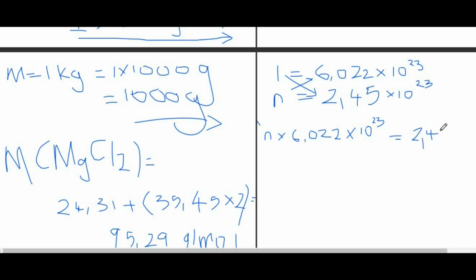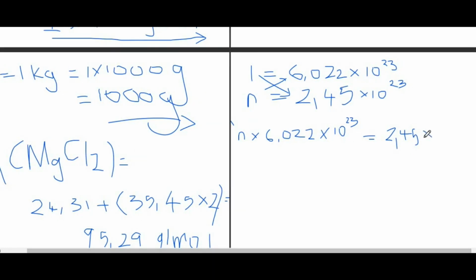2.45 times 10 to the power of 23. Okay, then you say, okay, I want to make the number of moles the subject. You divide both sides by 6.022. So what you do on the left, you must also do on the right. Then after that, you literally find the number of moles for that methane. So even on the other side of the equation, you divide by the same thing.